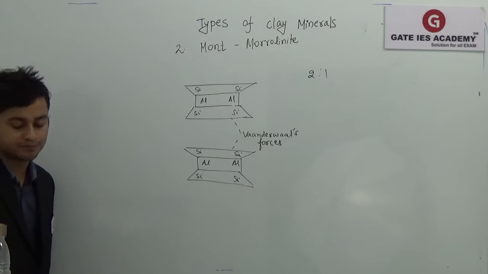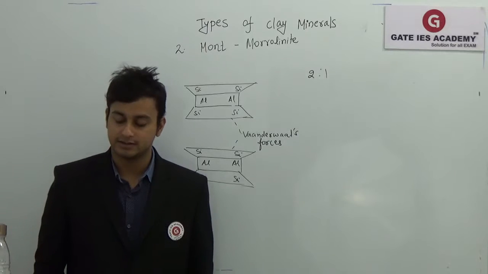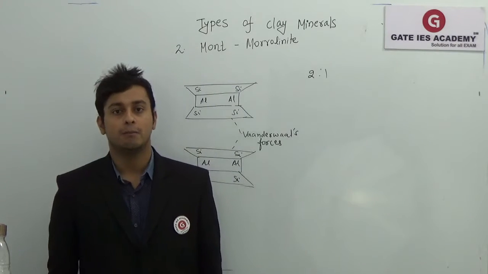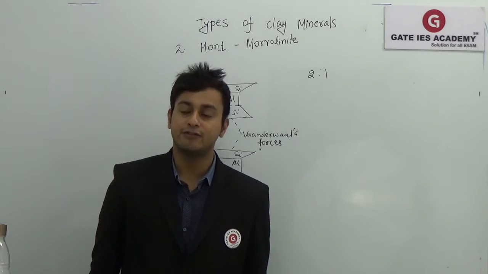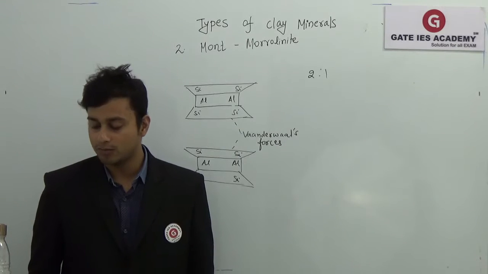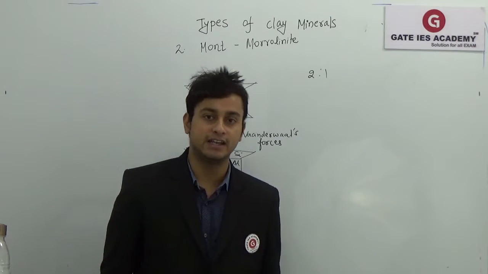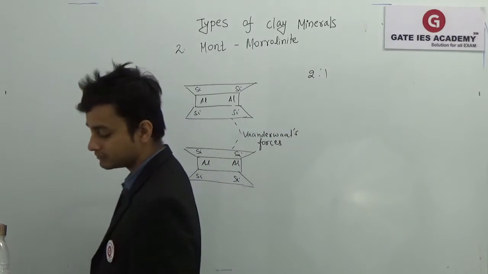Next, write down, bentonite is a Montmorillonite clay. Bentonite is a Montmorillonite clay derived from volcanic ash.